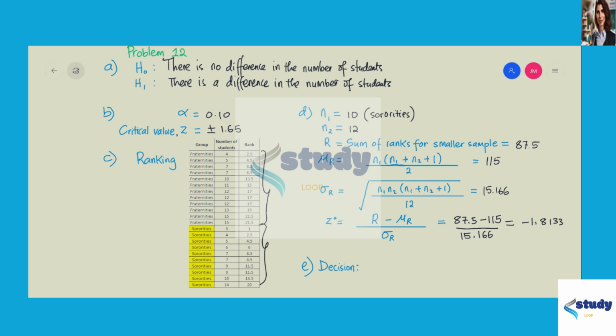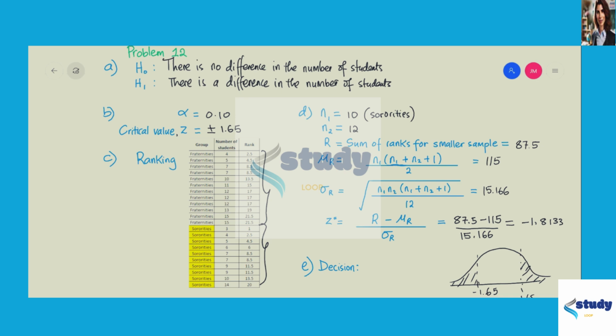Now that we have the calculated value of Z and the critical value of Z, we can compare the two, and we can do so using the bell curve. So the critical value is at negative 1.65, and therefore, this is the critical region. And the same thing can be done to the right, at 1.65, then we shade the critical region.